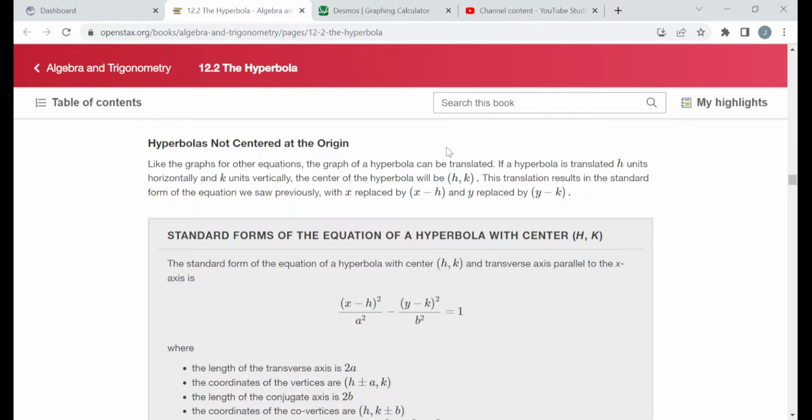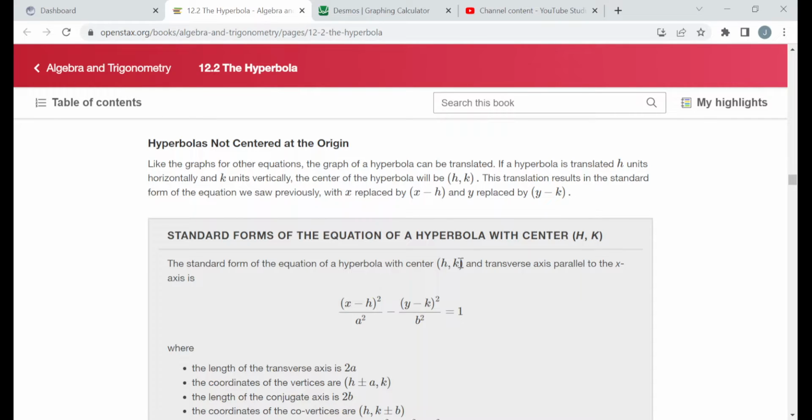In this video, I'm going to be going over examples taken directly from a free online textbook at openstax.org. I'm in their Algebra and Trigonometry text, section 12.2, called the Hyperbola, under the heading Hyperbolas Not Centered at the Origin. The examples I'm doing in this video are either examples from the reading, try it problems from the reading, or one of the exercises at the end of the section that's related to this particular objective.